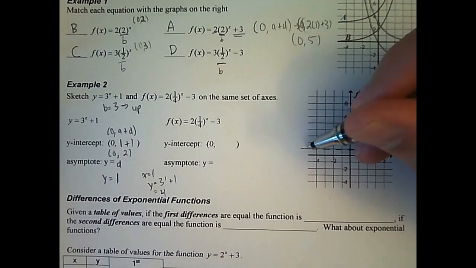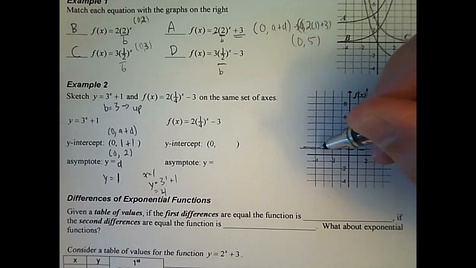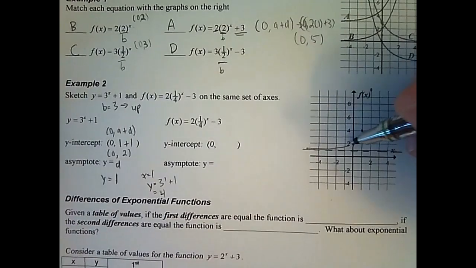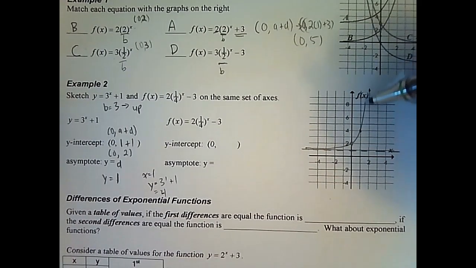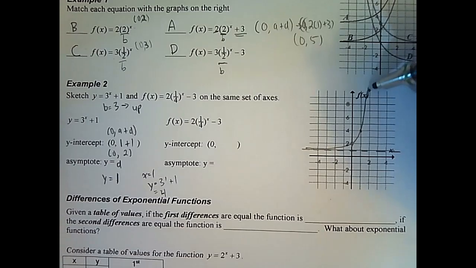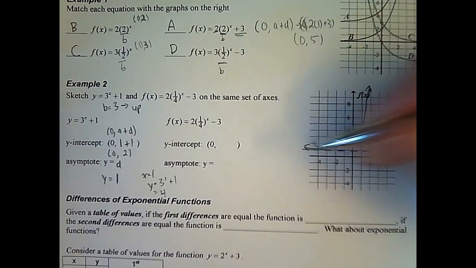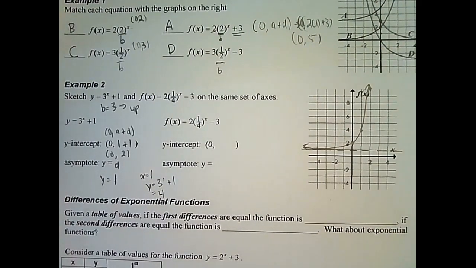So then I can make these points, and I know that I have a horizontal asymptote there, so it's not going to touch that line, and it'll just move upwards like this. So that's how I know I can predict what my graph is going to look like there.